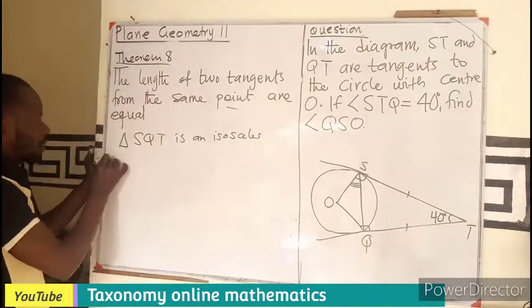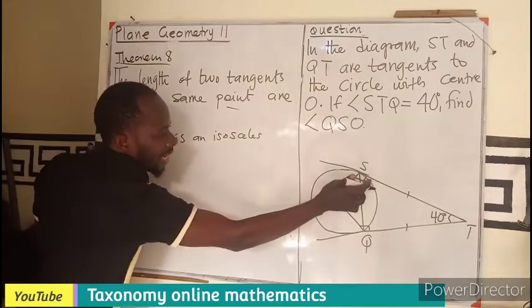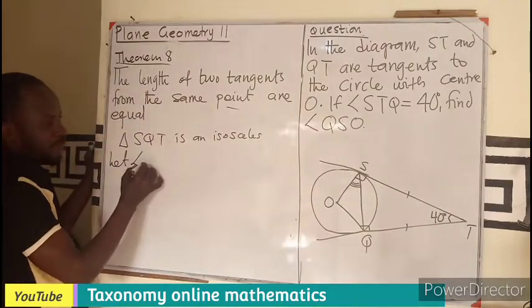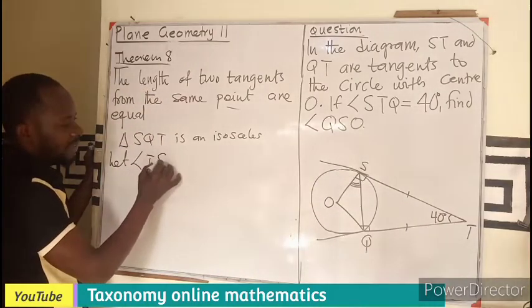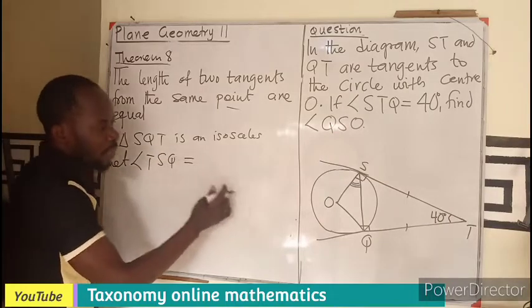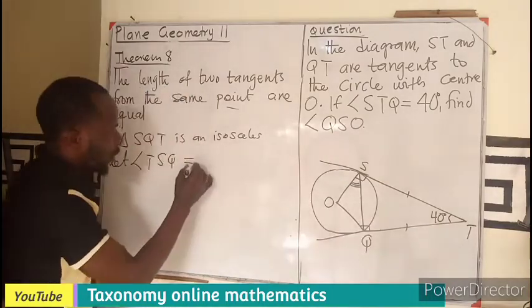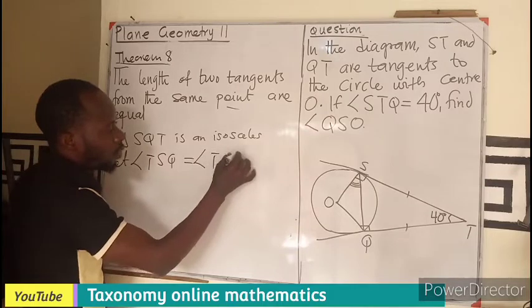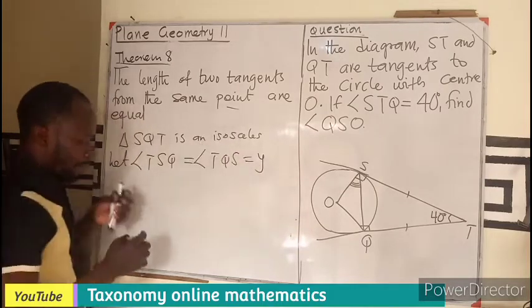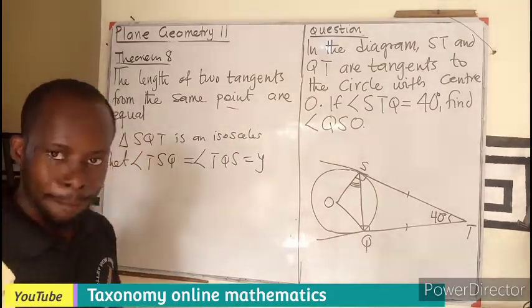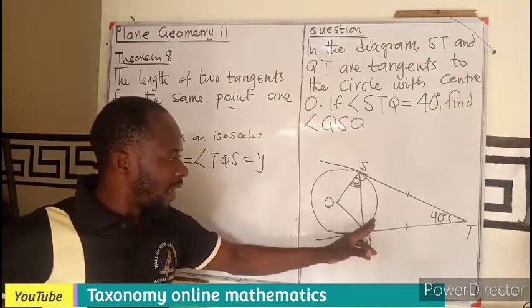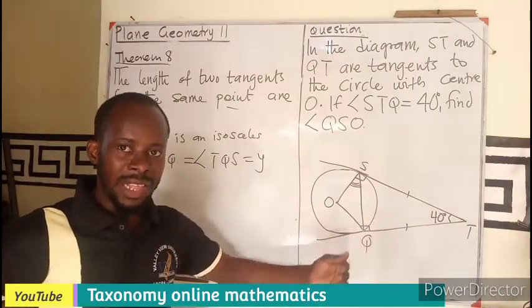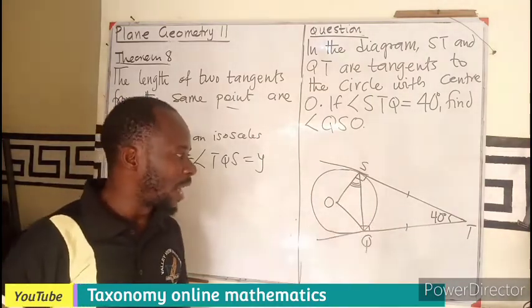Simply put, we are going to let the angle here, which is going to be TSQ, be equal to the angle here, which is also going to be TQS. Let's make that equal to y. This angle and this angle are equal, because they are the base angles of an isosceles triangle.